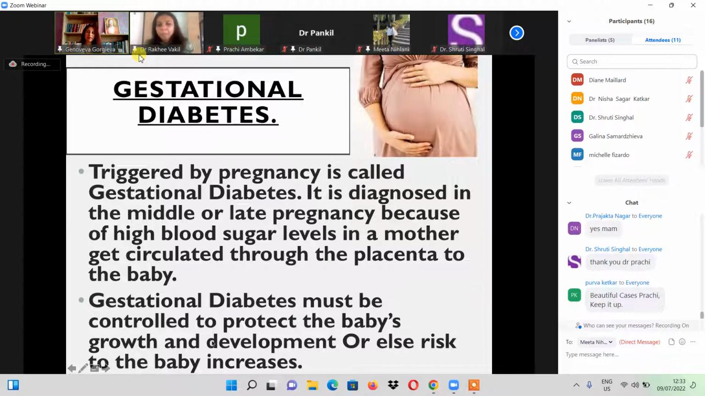The growth and the development of the baby also changes once the mother has diabetes. So she needs to take care of what she eats, she needs to take care of her weight, and otherwise they'll end up having a very huge baby, big, but it may not be very healthy. So you need to be very careful with all your sugar levels once you're detected with diabetes during pregnancy.